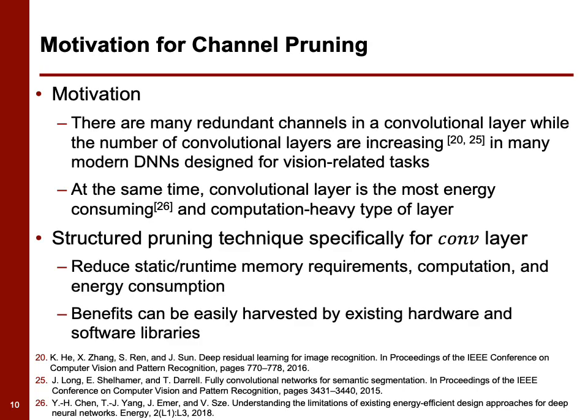Our motivation for targeting convolutional layers came from the fact that there are many redundant channels in convolutional layers, while the number of convolutional layers is increasing in many modern DNNs designed for vision-related tasks. At the same time, the convolutional layer is the most energy-consuming and computation-heavy type of layer. Thus, it has the biggest potential impact if it can be successfully pruned.